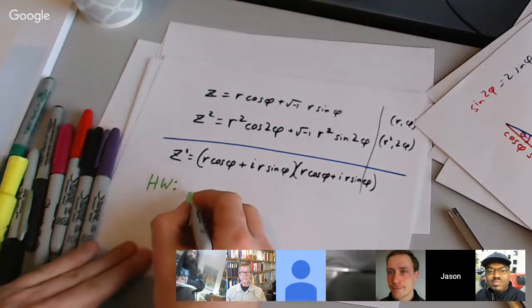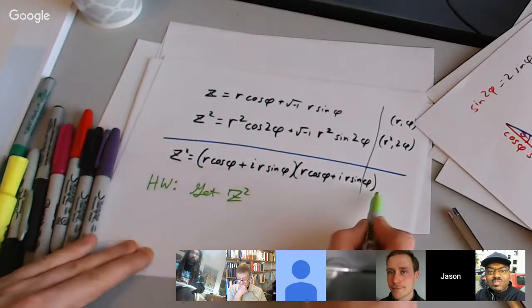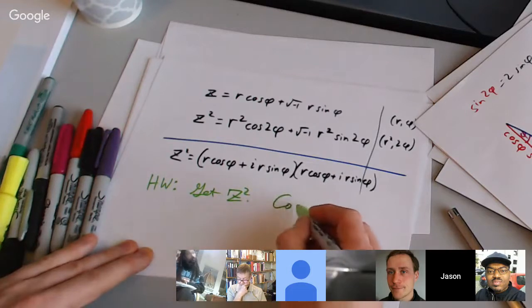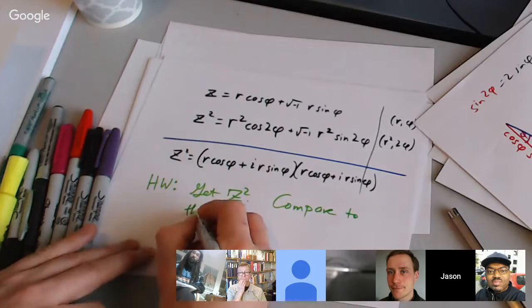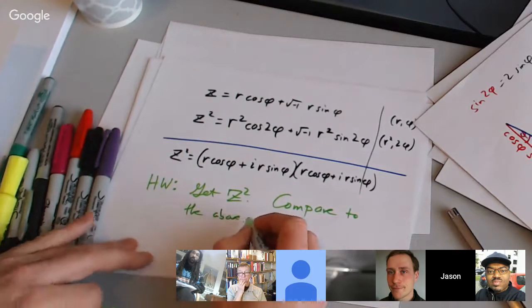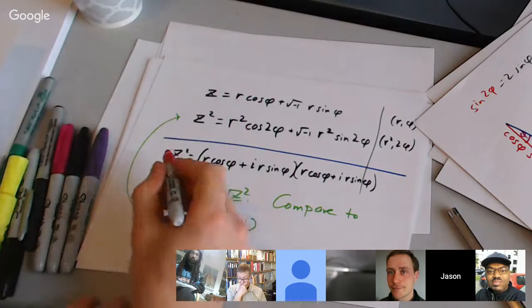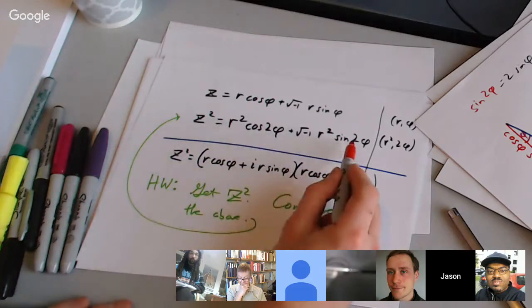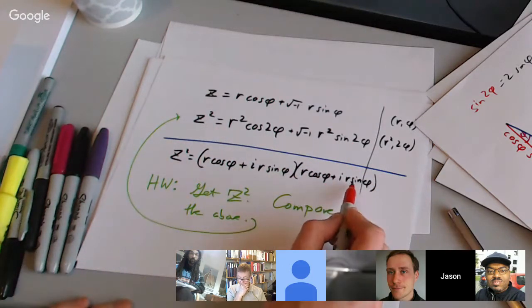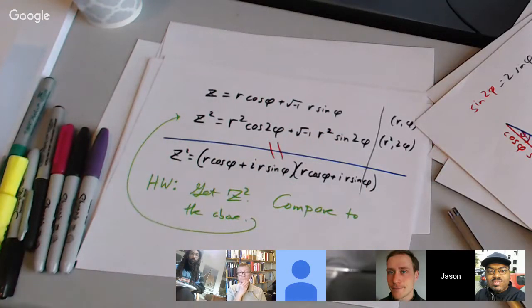Multiply, in other words, get this z squared, multiply it out. Compare to the above, and I'll send this in the email too. In other words, we've got two ways of writing z squared. This way where we square the length and double the angle, and the other way of doing it like an algebra sort of way. If these two things are equal to each other, figure out what that implies.